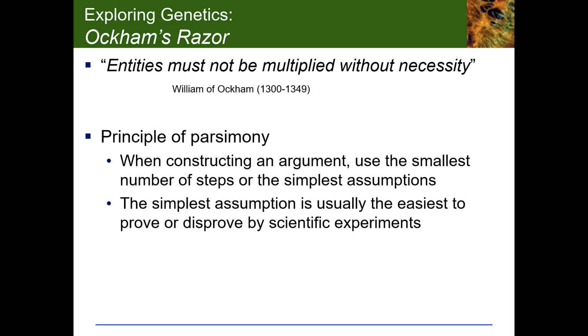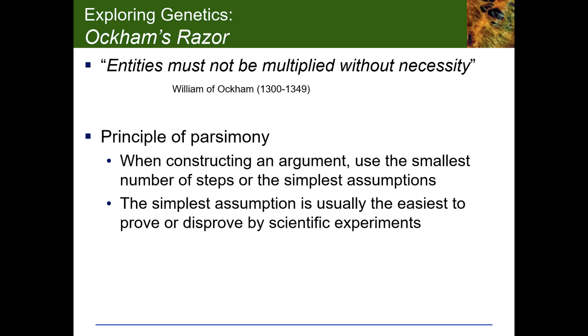Okay, now the next concept is Occam's razor, and what that simply means is, well, as they say here, what William of Ockham said. I think he was a monk in England back at the turn of the Dark Ages into the early Middle Ages, I guess, 1300, 1349. But he said entities must not be multiplied without necessity.